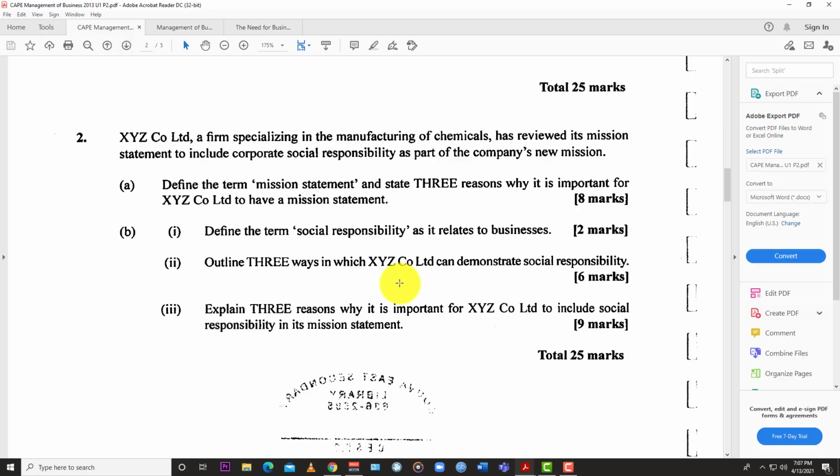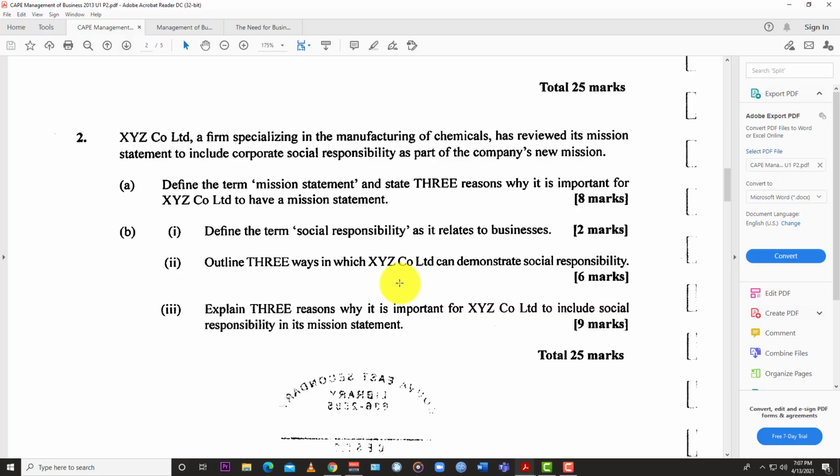Also, you're producing chemicals, so as a company you want to utilize the safest ways of producing the chemicals. If it means you have to upgrade your equipment so that you can release less emissions, less carbon into the atmosphere, do so. If you have to put on filters on your equipment, that's another way you can demonstrate good social responsibility.